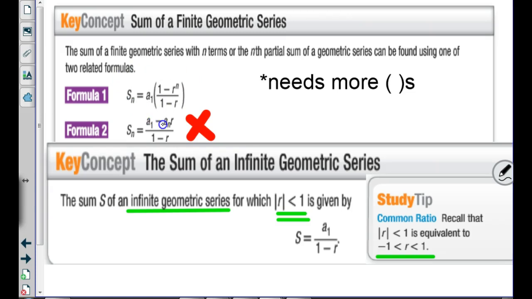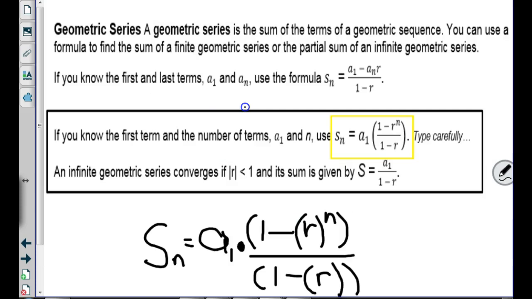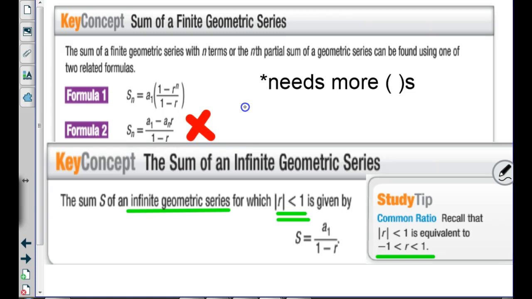This formula, what is that one for? If you know the first and last term, but not the term number, then you can use this one. But I did not put this on your reference sheet, okay? You'll have to work out how to find the term number if you don't know it. By the way, anytime you have R, I would put R in parentheses, okay? So this needs a boatload of parentheses, and I have them on the next screen, I think.